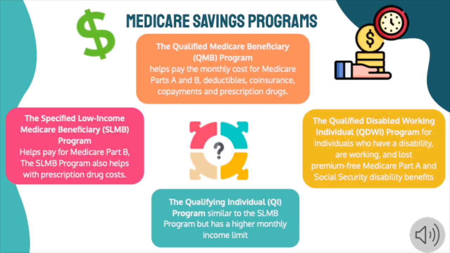There are also 4 different types of Medicare savings programs. So there's the Qualified Medicare Beneficiary Program that helps pay the monthly costs for Medicare Parts A and B, deductibles, coinsurance, and copayments and prescription drugs. There's the Specified Low Income Medicare Beneficiary Program that helps pay for Medicare Part B and also helps with prescription drug costs. The Qualifying Individual or QI program is similar to the SLMB program, but also has a higher monthly cost. And then the Qualified Disabled Working Individual program is for individuals who have a disability and are working and lost premium-free Medicare A and Social Security disability benefits.